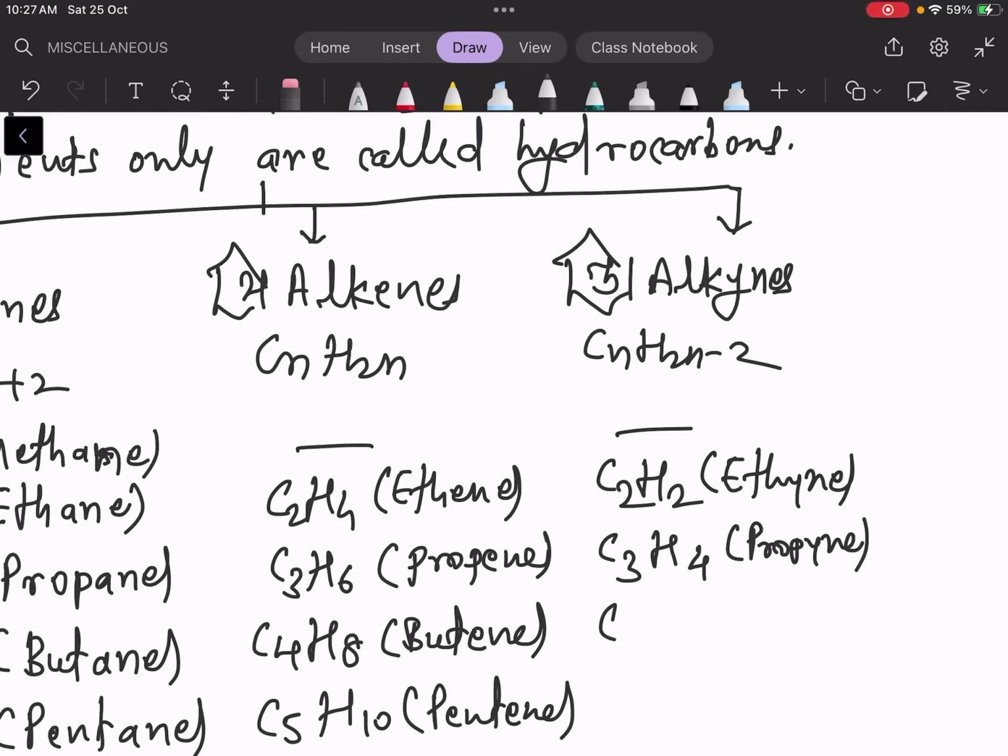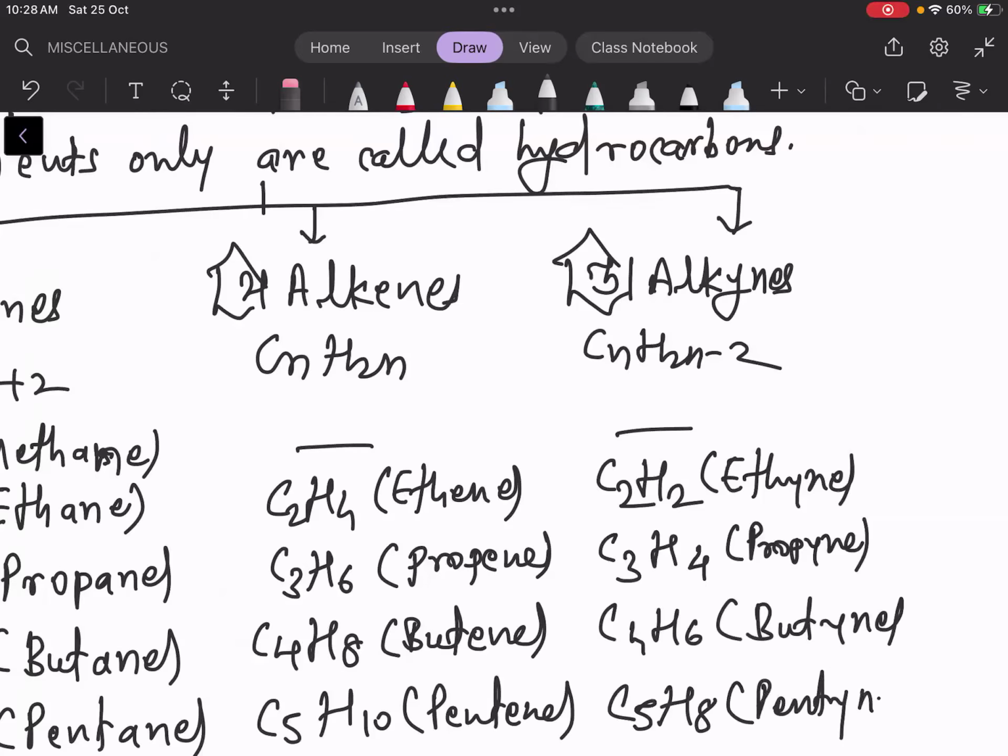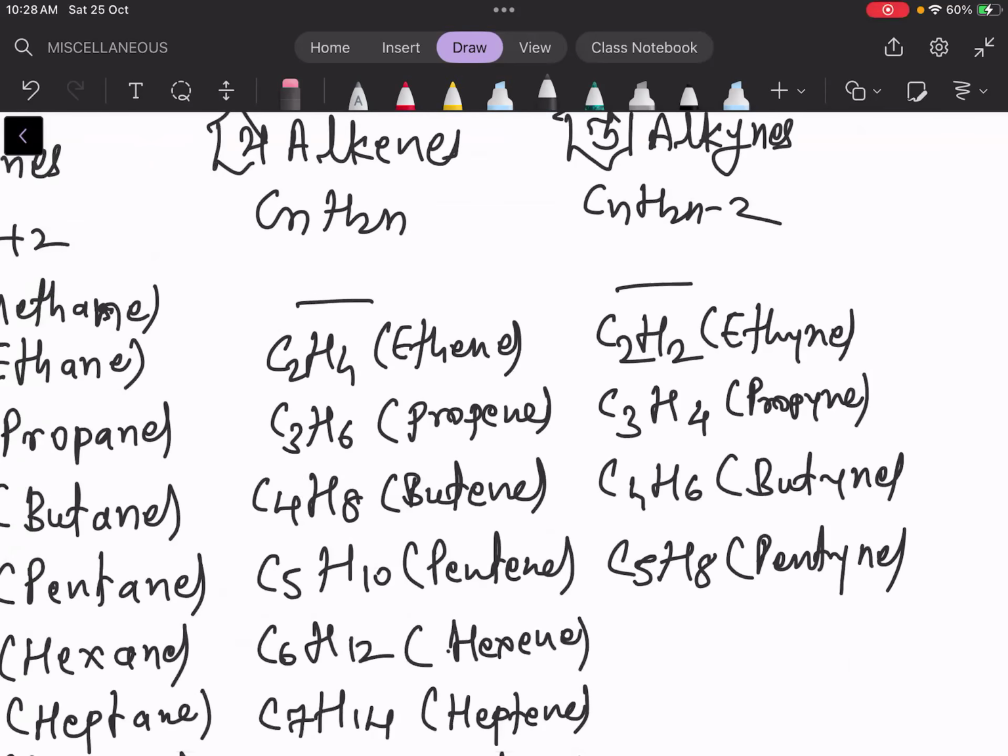Then, n is equal to 4, we'll get C4, H, 2 fours are 8 minus 2. So C4H6, nothing but butyne, right? Whenever n is equal to 5, what will you get? C5, H, 2 fives are 10 minus 2. So C5H8, nothing but pentyne. N is equal to 6, C6, H, 2 sixes are 12 minus 2. So C6H10, nothing but hexyne.